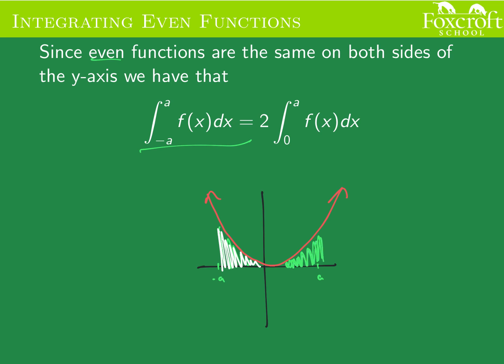So instead of doing this big problem, I can just find the area from the middle, 0 to a. And if I know this area, I just double it to get the whole thing. So I just do 2, and I do it just from 0 to a instead. So if you recognize your function's even, you can simplify it. And doing things from 0 most of the time is going to be a little bit simpler because plugging in 0 is a nice value. So if you recognize your function is even, you can simplify your problem a little bit.